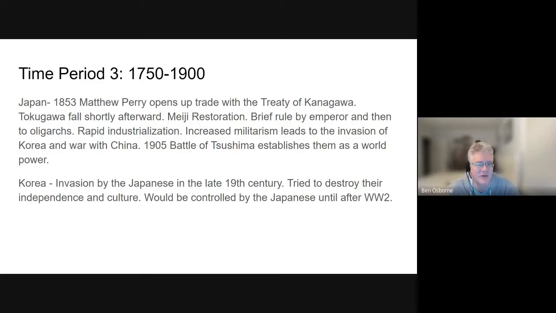They will basically try to destroy the Korean independence and culture. So they will do things like force Koreans to take Japanese names. They will destroy historical and cultural sites, things like that. And the Koreans will be controlled by the Japanese until after World War II when they will get their independence. And of course, that will lead to North and South Korea.